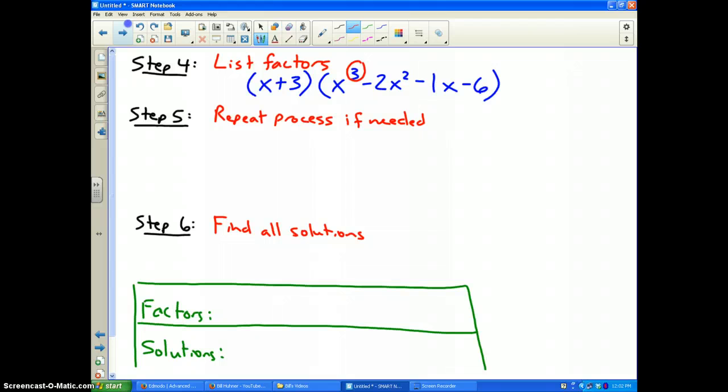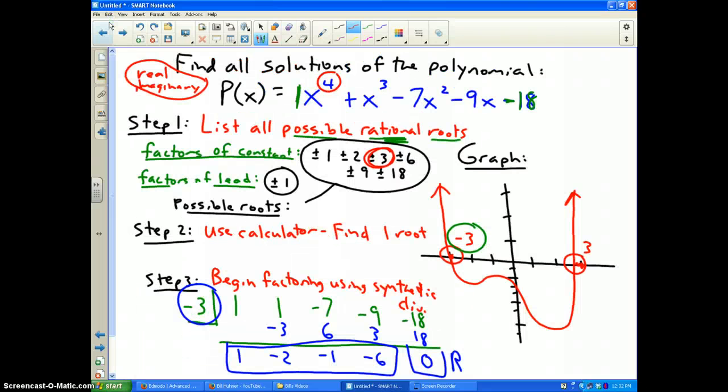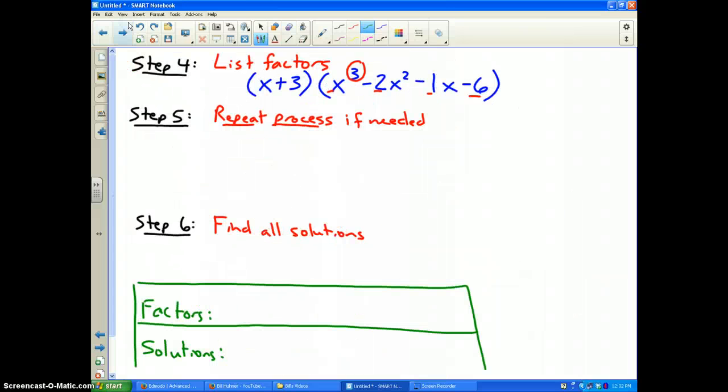Well, can you factor that? Well, looking at the coefficients, I don't see any way to factor this. It's not factorable by grouping. Darn it. So I got to repeat the process. Well, going back to my calculator, going back a slide, I notice that positive 3 also seems to be a solution to this problem. So I'm going to try positive 3 on my factor that's left over.